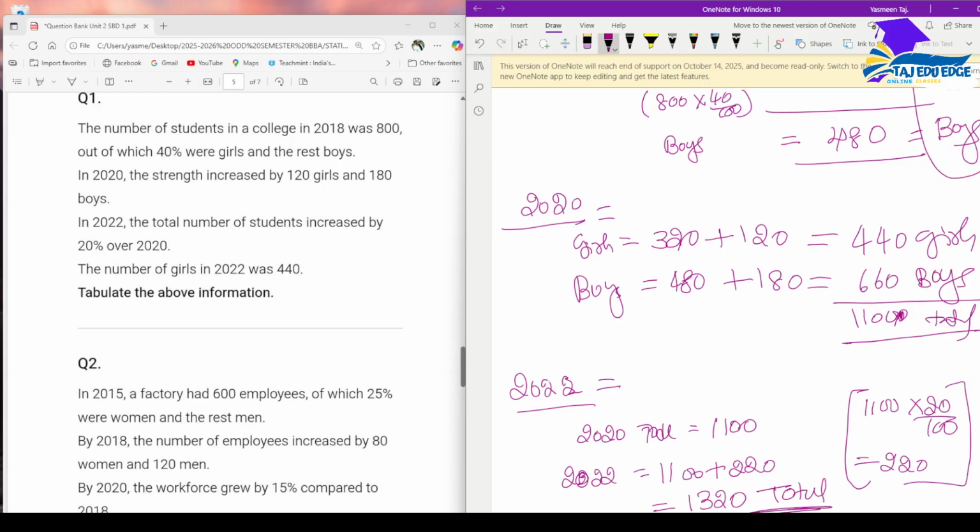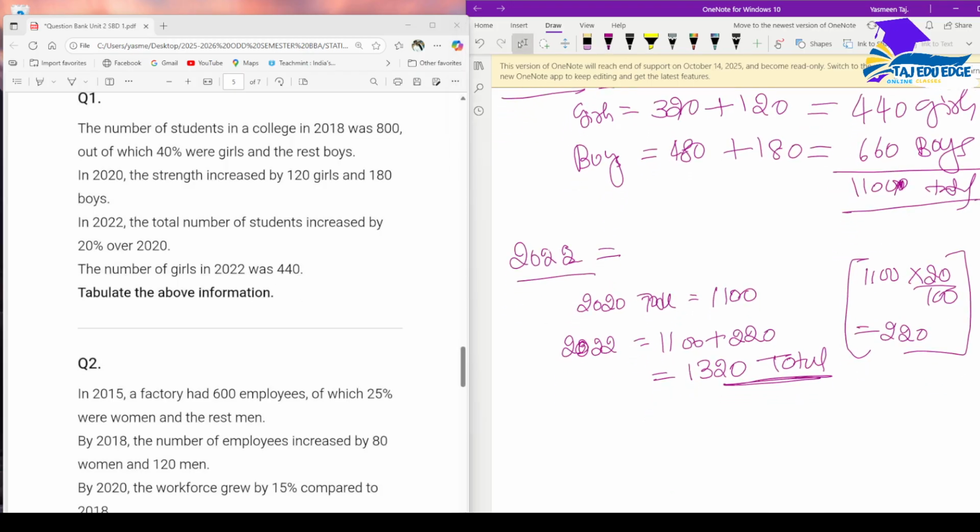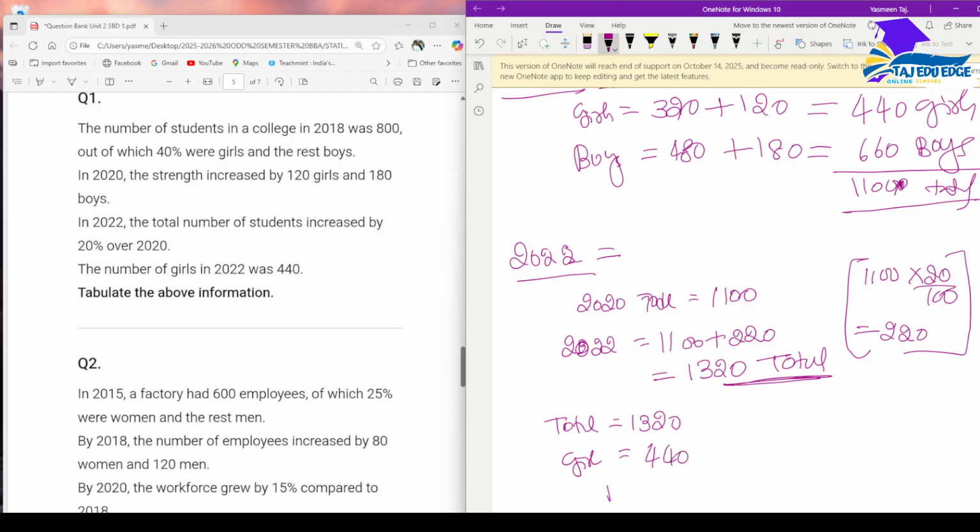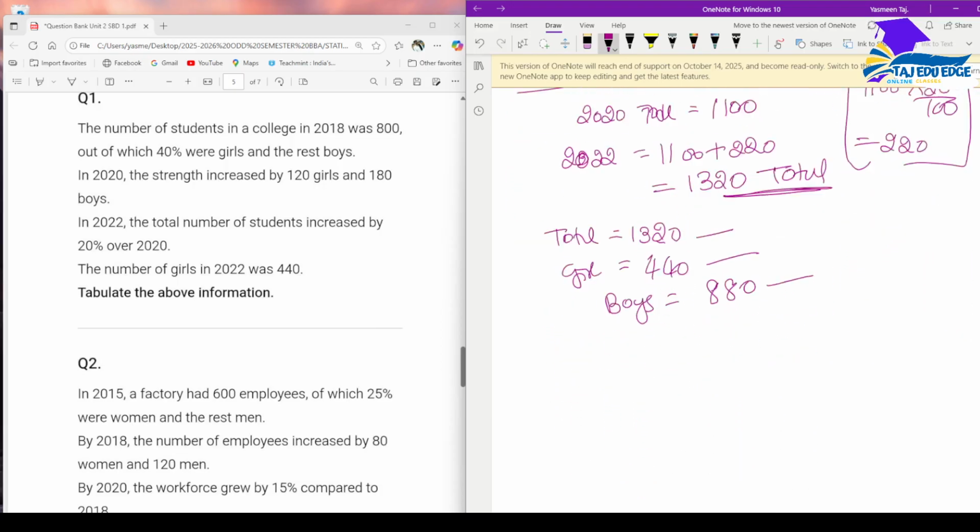Okay, out of this 1320, they're saying 440 are girls. Total are 1320. Girls are 440. So how many are boys? You should tell me that. How many are boys? 880 are boys. Right? So now you got total girls and boys. Total 1320. Girls are 440. Boys are 880. So for all the 3 years, 2018, 2020, 2022, you got the data of girls and boys.